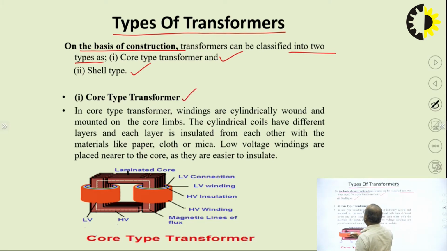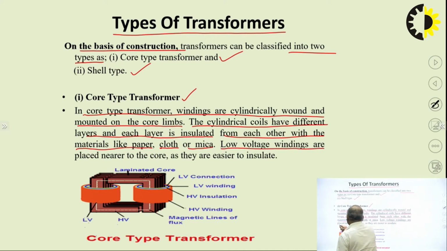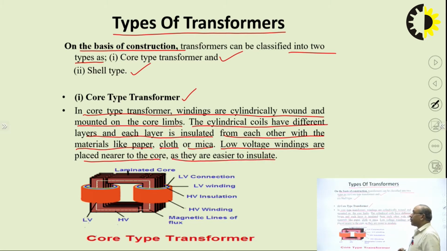In a core type transformer, windings are cylindrically wound and mounted on the core limbs. The cylindrical coils have different layers, and each layer is insulated from the others with the help of insulating material like paper, cloth or mica. Low voltage winding is placed nearer to the core as it is easier to insulate. So, this is about the core type transformer.